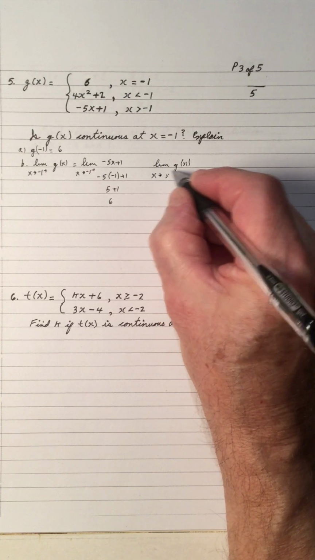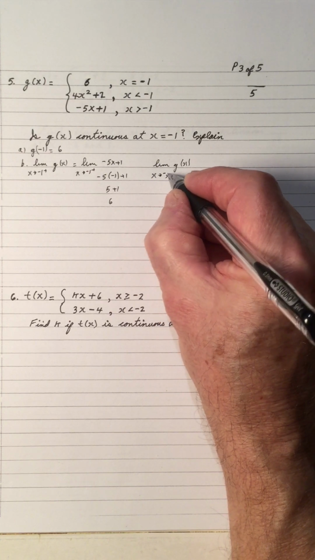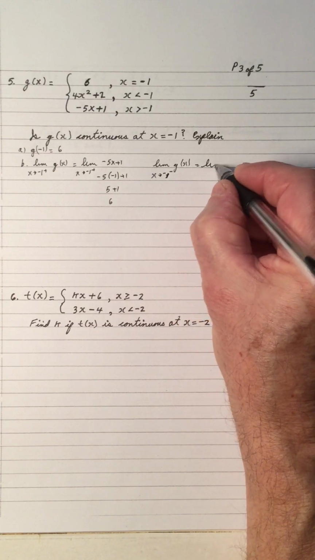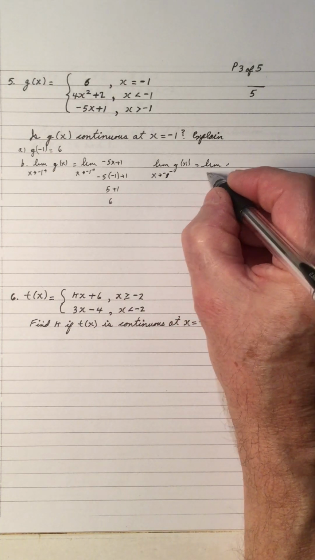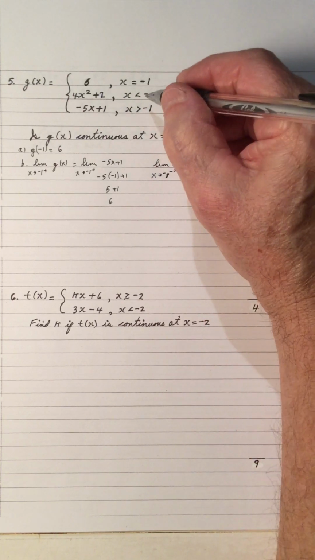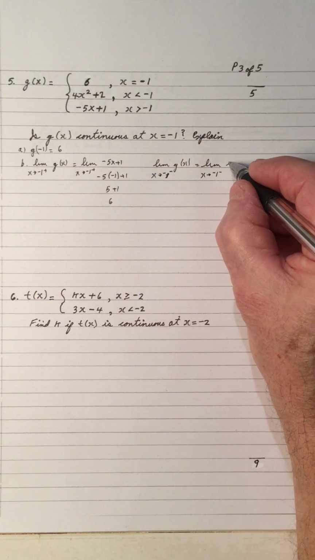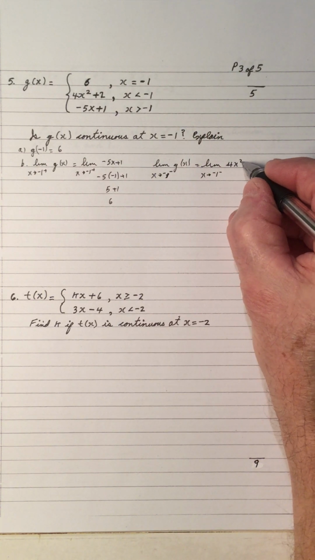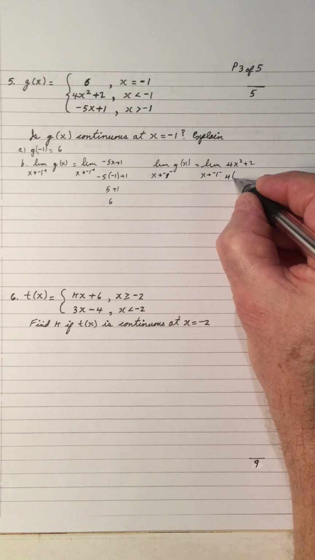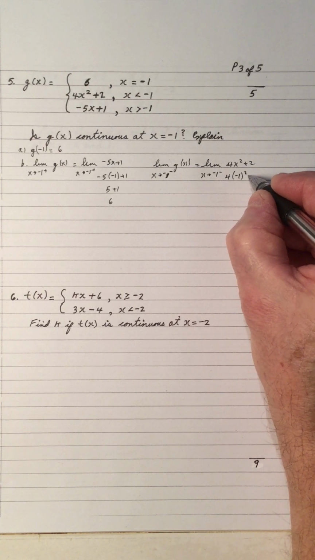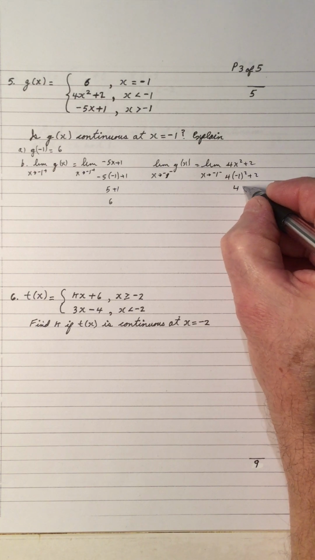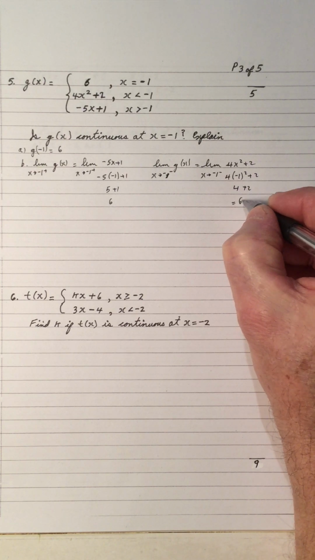And we look at the limit as g of x approaches -1 from the left side. This is the left side, so that's 4x squared plus 2. So we're going to put a -1 in there. -1 squared is 1. 4 times 1 is 4, plus 2 gives us 6.